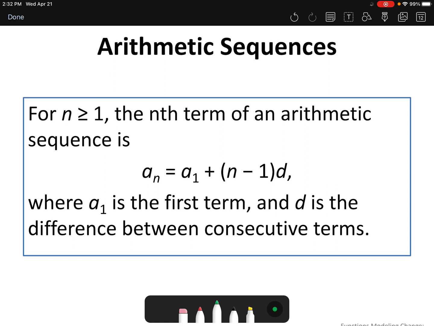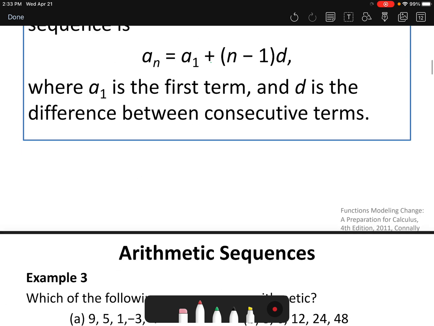I know you're going to say arithmetic sequences, but for some reason we don't pronounce it that way. They are called arithmetic sequences. To find the nth term, any term, we're going to take the first term plus the number of terms minus 1 times what we call the common difference between consecutive terms, d. All that means is to find any term number, we take the first term and add it to the number of terms minus 1 times the common difference.